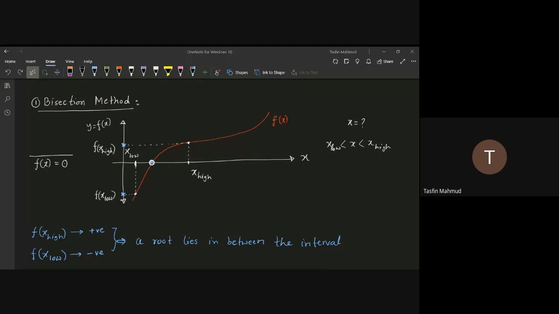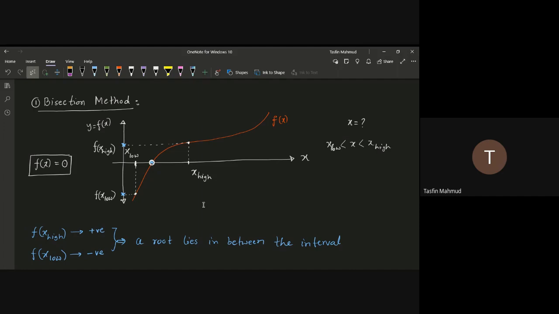So the logic that I'm trying to say is, as f of x low has a negative value and f of x high has a positive value, there must be some point in between this interval where f of x is equal to 0, because the sign is changing from positive to negative. So in this interval there is some point where f of x is 0, and that f of x equal to 0 actually corresponds to the root, right?